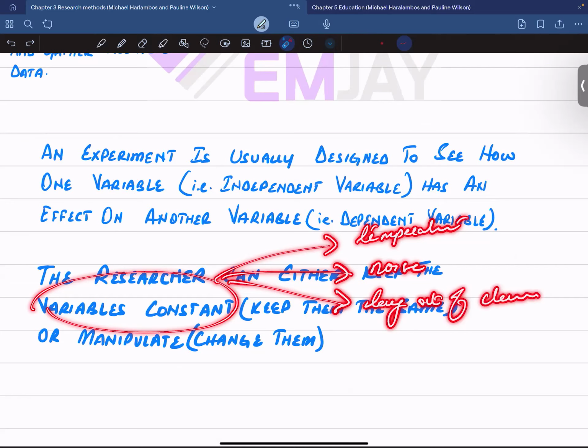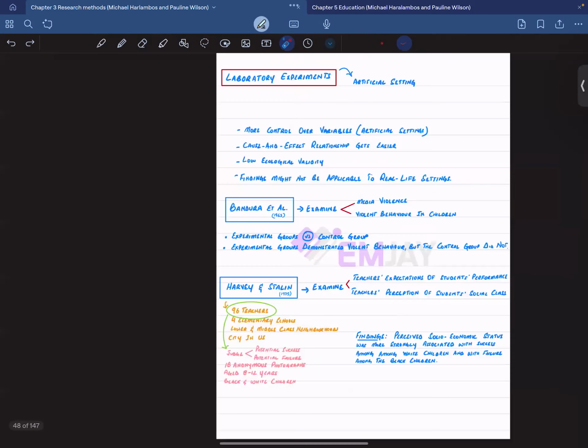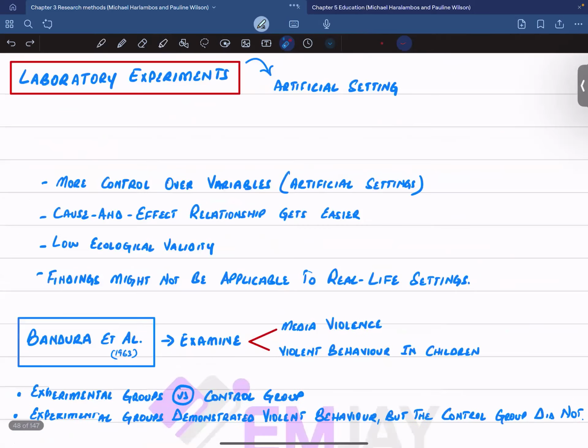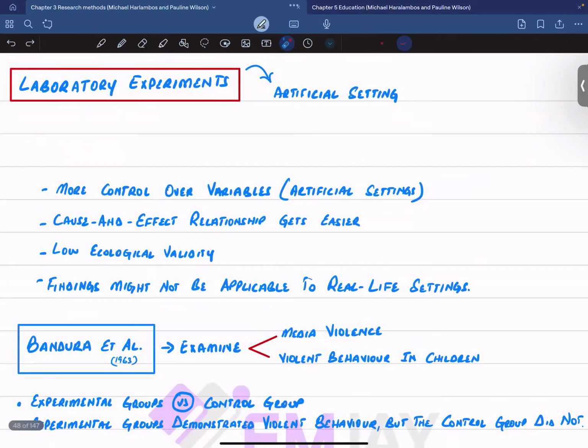Now, taking this a step further, talking about this a little more in detail, like I said, a laboratory experiment is an experiment that is conducted in an artificial setting. An experiment that is conducted in an artificial setting, we refer to that as a laboratory experiment. And of course, if the setting is artificial, if everything is pre-planned, the likelihood of the researcher or the experimenter having more control of the situation, of course, increases.